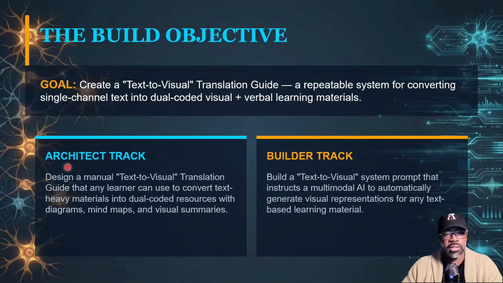So my architects, you guys are going to be designing a manual text to visual translation guide that any learner can use to convert text heavy materials into dual coded resources with diagrams, mind maps, and visual summaries. So you'll be attacking it from that aspect. For my builders, you'll be doing the same thing, but you all will be using a system prompt that will instruct a multimodal AI to automatically generate those visual representations for any text-based learning materials.